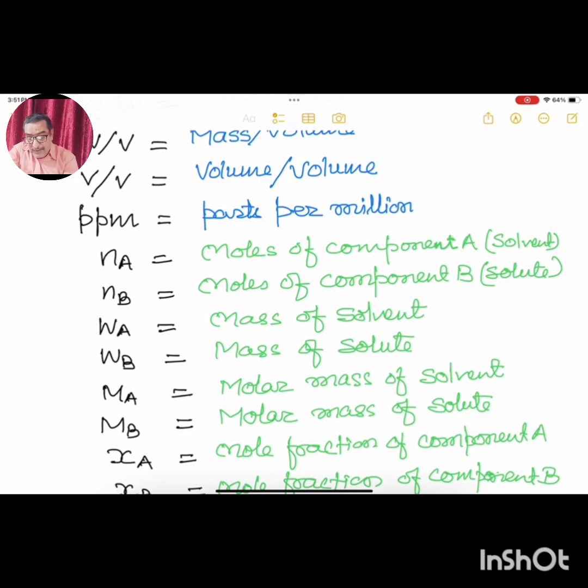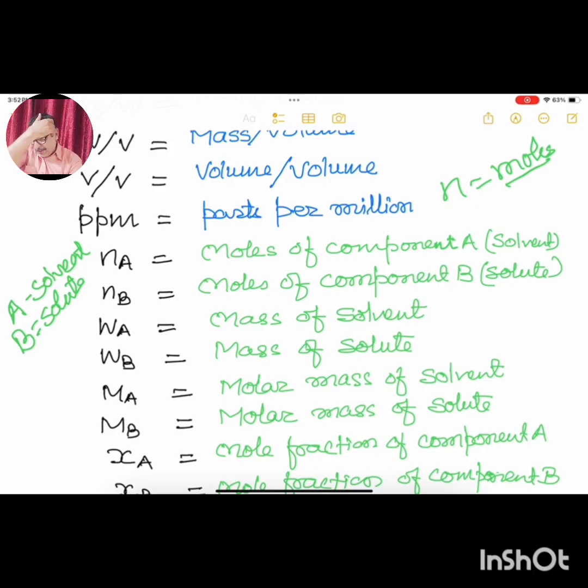Now again you come, these notations are very important. Small n, always remember, n means mole, and mole we discuss later on. So if you just add one thing, A means solvent and B means solute, then it is easy to understand all the formulas, because this is the very important part for the numerical problems.